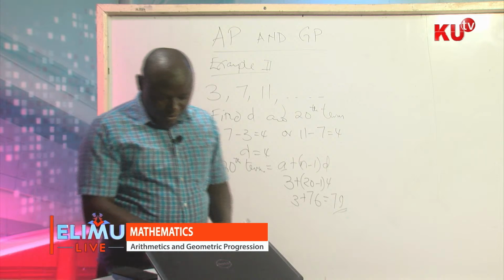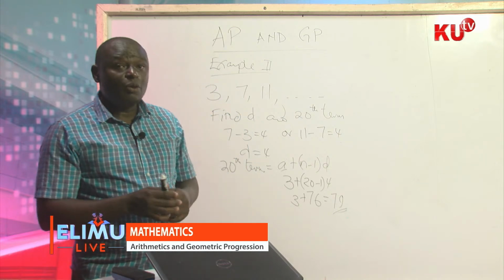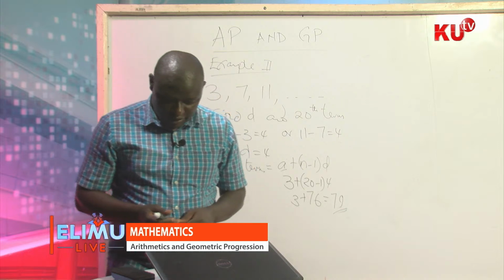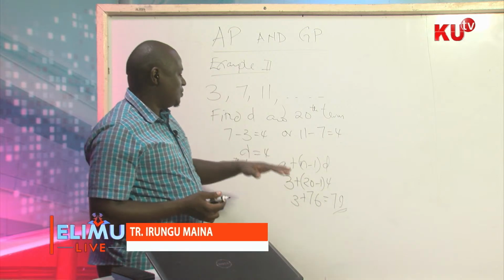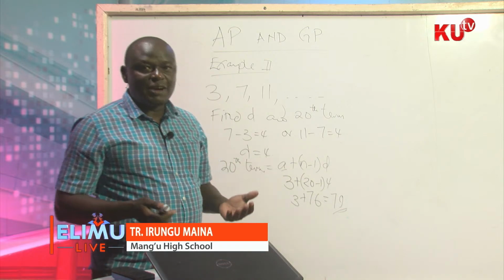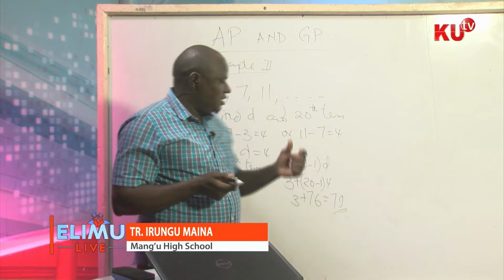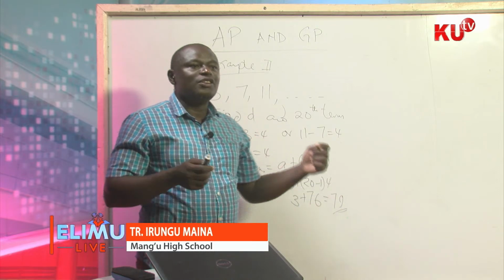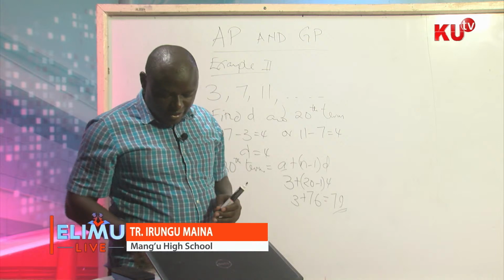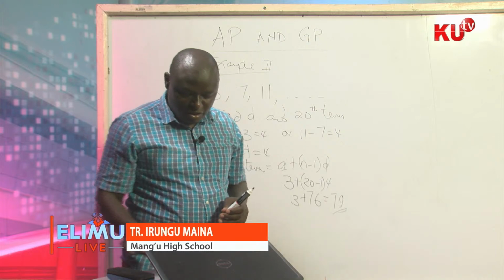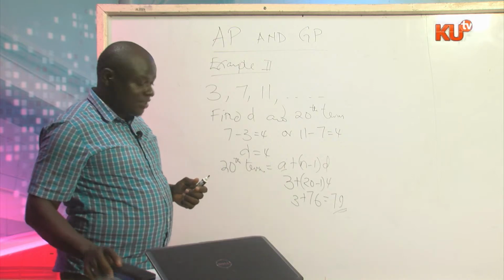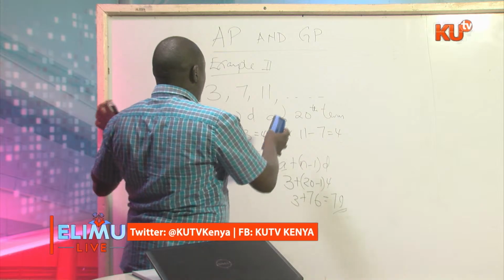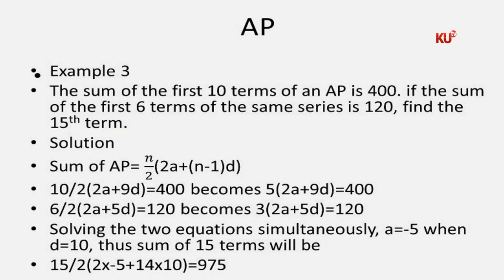Good. We can look at another example. I hope we are clear in that particular case. They can ask you 10th term, 20th term, 100th term, whichever value they want. Just fix it into the formula and you will get the right term that they want. Having said that, I want us to do another example, number 3. Example number 3 is on our screen, well displayed. Let's look at it.